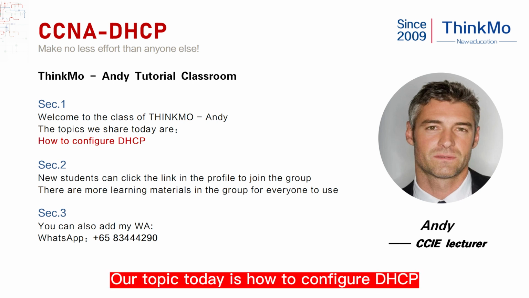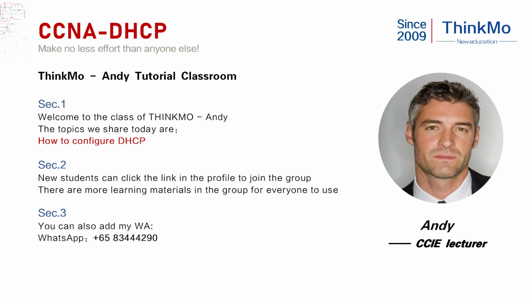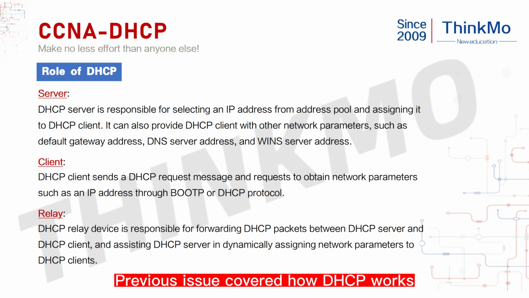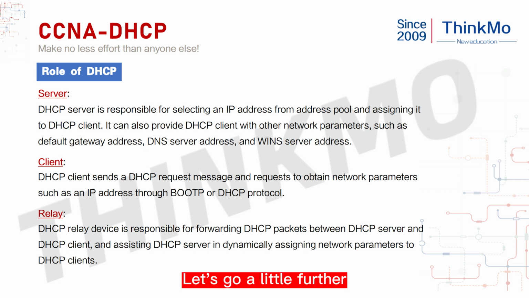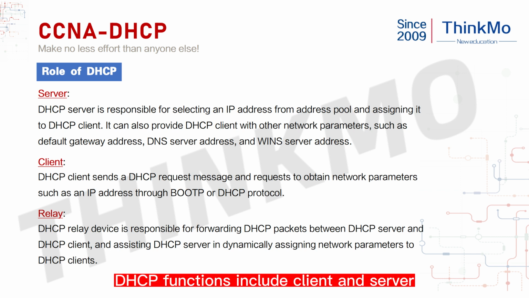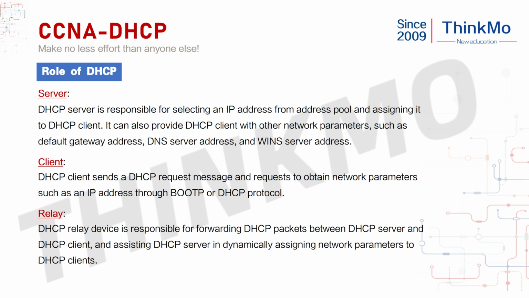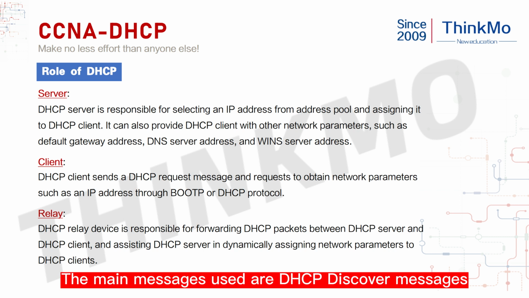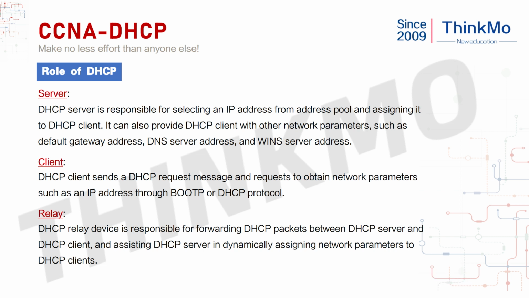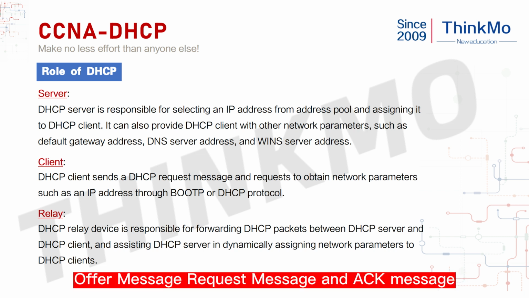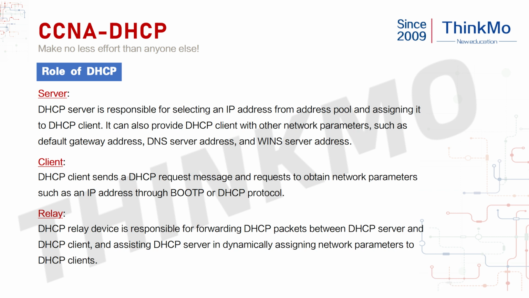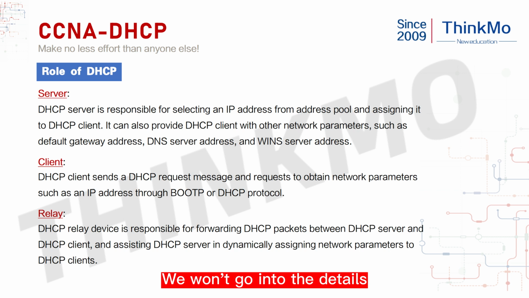Our topic today is how to configure DHCP. The previous issue covered how DHCP works. Let's go a little further. The previous issue introduced the roles and messages of DHCP. DHCP functions include client and server. The main messages used are DHCP discover messages, offer message, request message, and ACK message. There are other messages, of course. We won't go into the details.